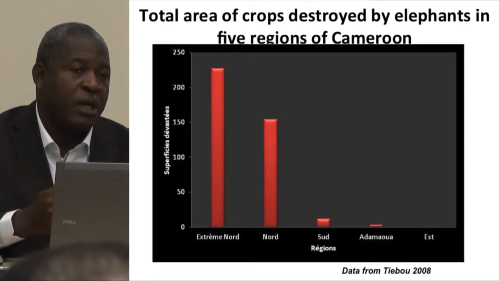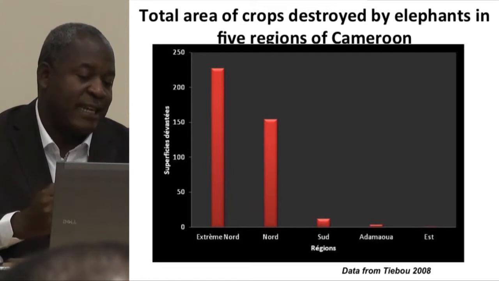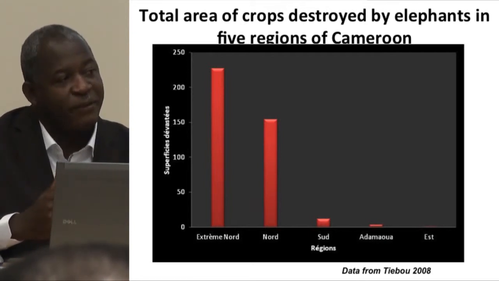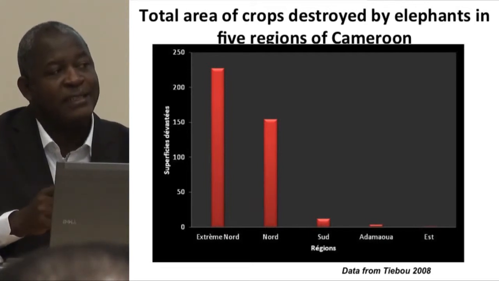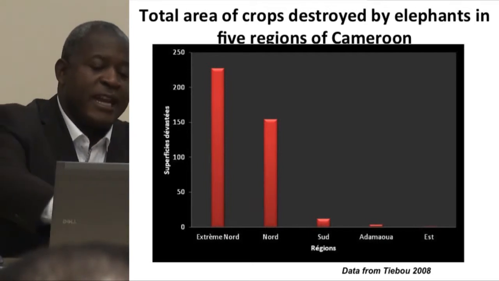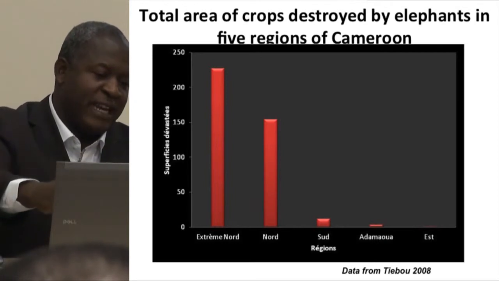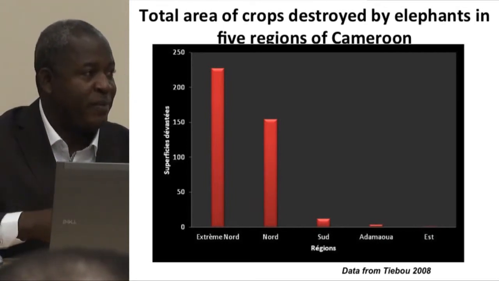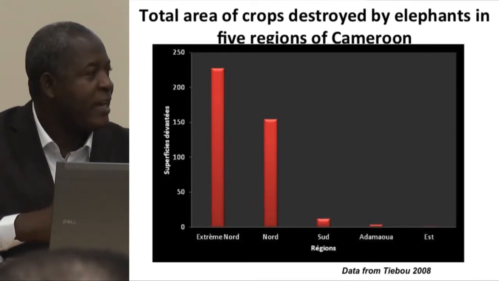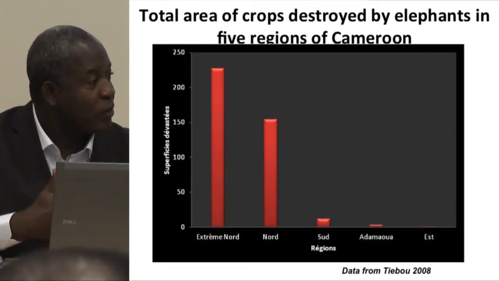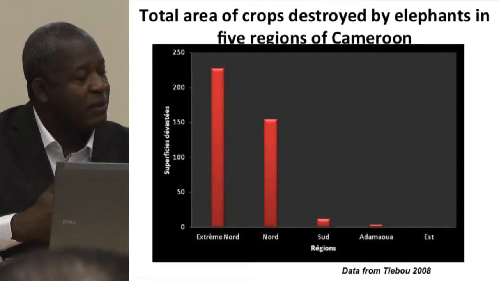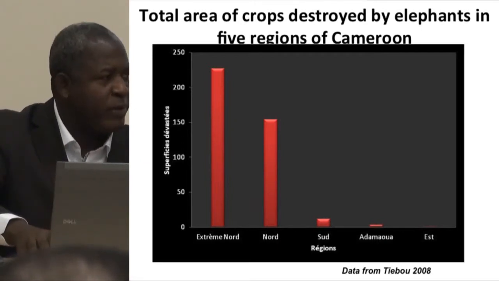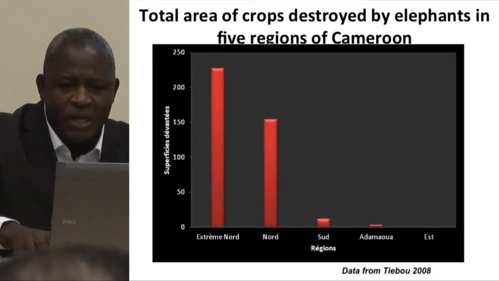But if we do the same exercise, though we don't have the data yet, in the forest area, as I said, you will see that it is the reverse. The areas which are very low in terms of destruction will become high if we consider the great apes. It means that in the south and the east, we will have mostly human-wildlife conflict related to great apes, which means we have to consider great apes strongly in the forest area.